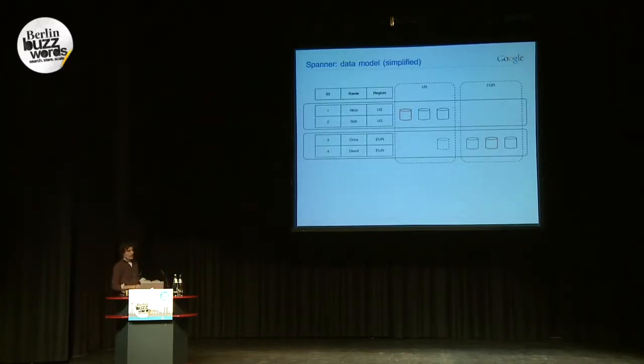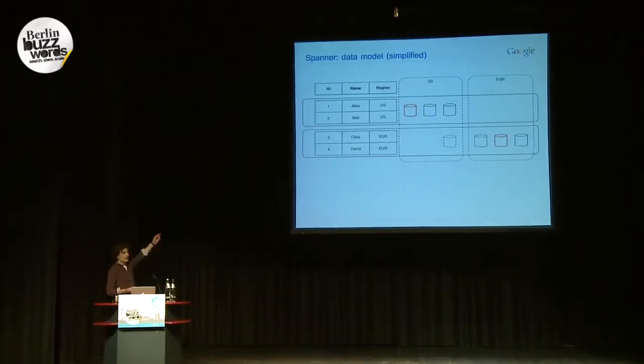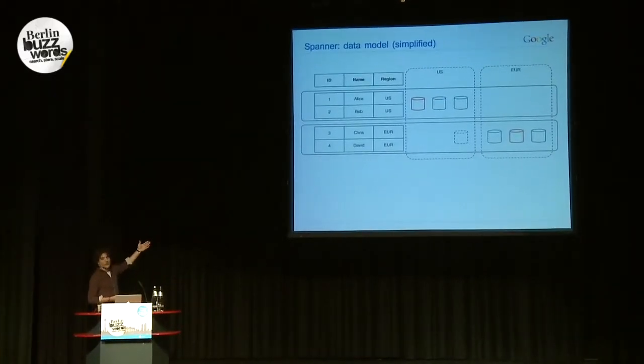So here's a simplified diagram of Spanner's data model. Suppose you have a single relational table of users. Each user has a name and a home region, let's say. And that database can be divided into a couple partitions. We've got one partition in the US, another partition in Europe. In reality, a large database is going to have millions of these.